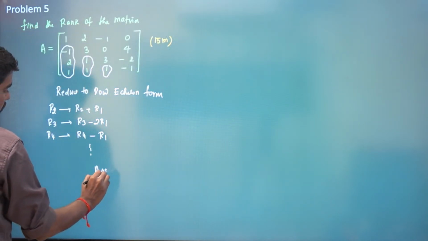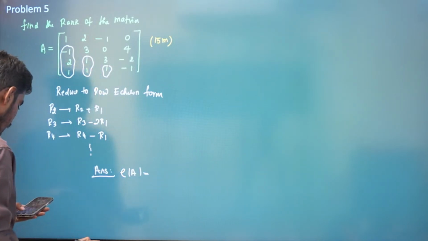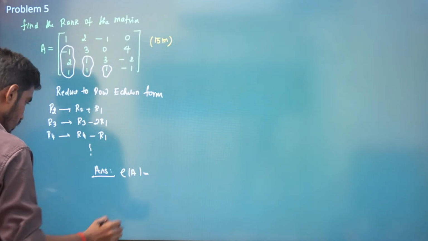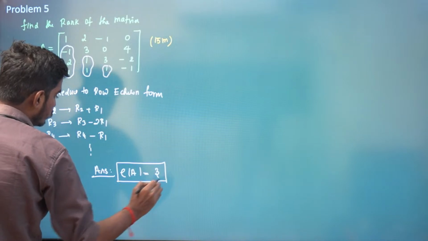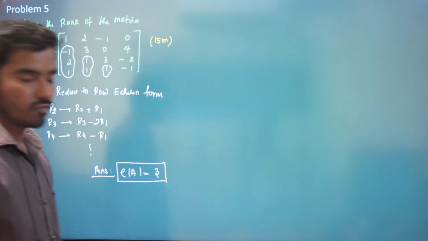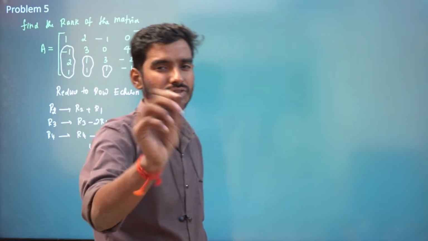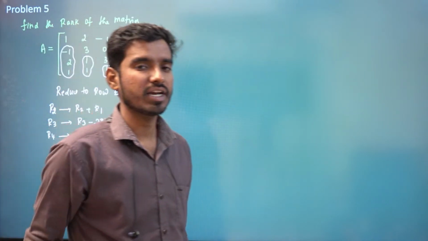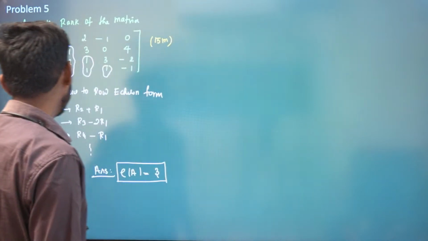The answer will be, rank of A will be 3, I think. Yes. So rank of A is 3. So there will be 3 non-zero rows after converting to row echelon form, right? It is slightly time consuming, but if you are good in addition, subtraction, multiplication, you can do this really fast, right? So that's it.